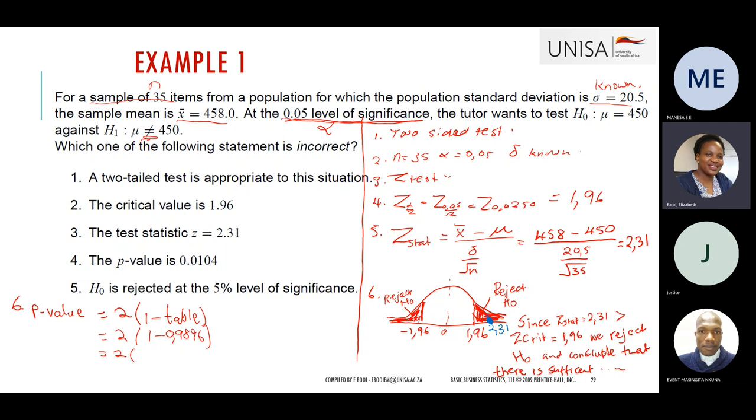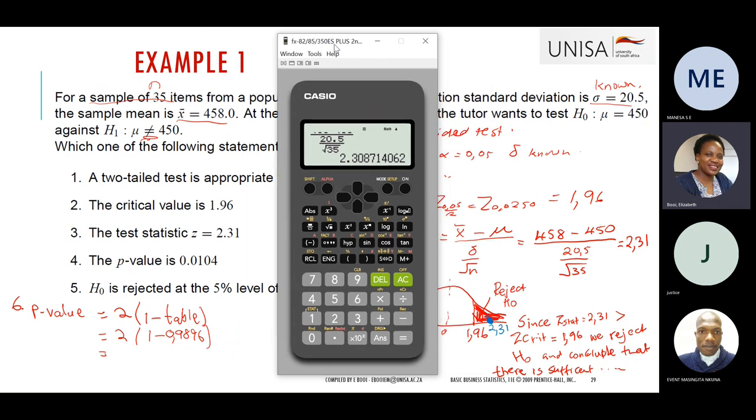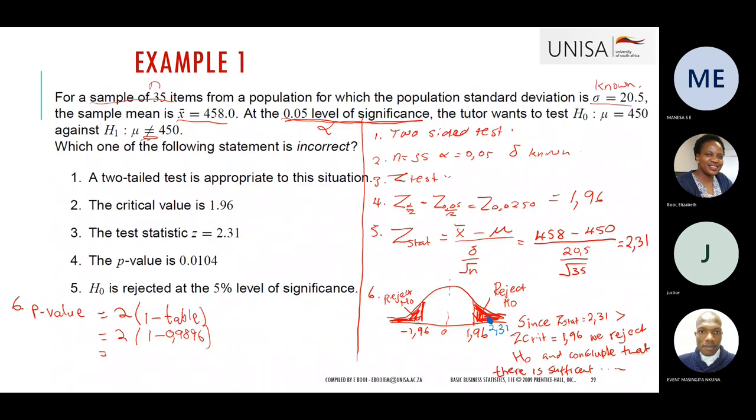We won't worry about inserting it step by step, and just go to the calculator and find the answer, because I'm going to run out of space. So let's do that. 2 times, open bracket, 1 minus 0.9896, close bracket, equals 0.0208. That is our p-value. Therefore, we can make a decision.